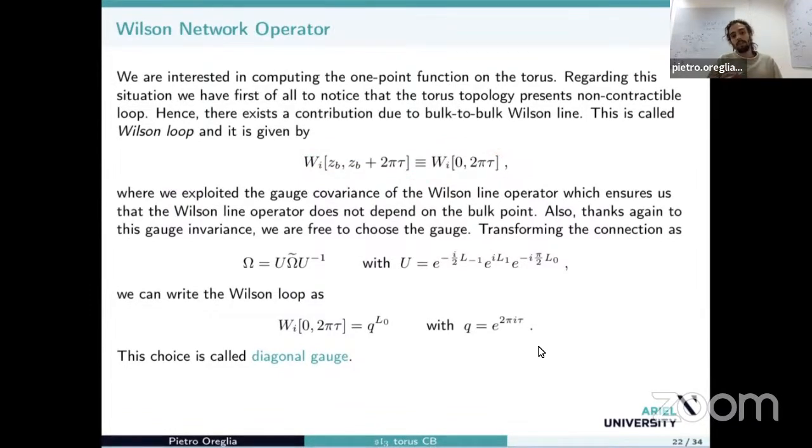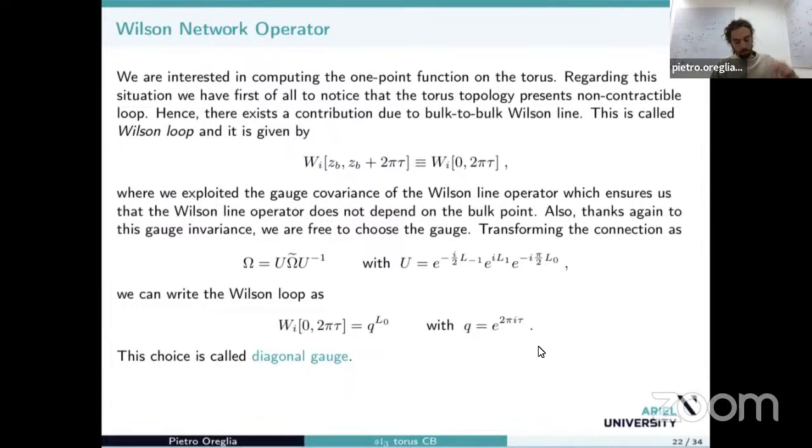We can exploit the fact that there is gauge covariance of the Wilson line operator. So again, it's not important at which point this Wilson loop starts, so we can select it to be zero. In general, the Wilson loop has this form here, with no dependence on the bulk point. And also, again, thanks to gauge invariance, we are free to choose the gauge. In particular, we make this choice over here. So we gauge transform the connection omega we defined before, the decomposition of L1 and L minus 1, using this gauge group element here, in such a way that the transformed Wilson loop acquires this very simple form, an expression due to L0, where q again is the modular parameter of the torus.